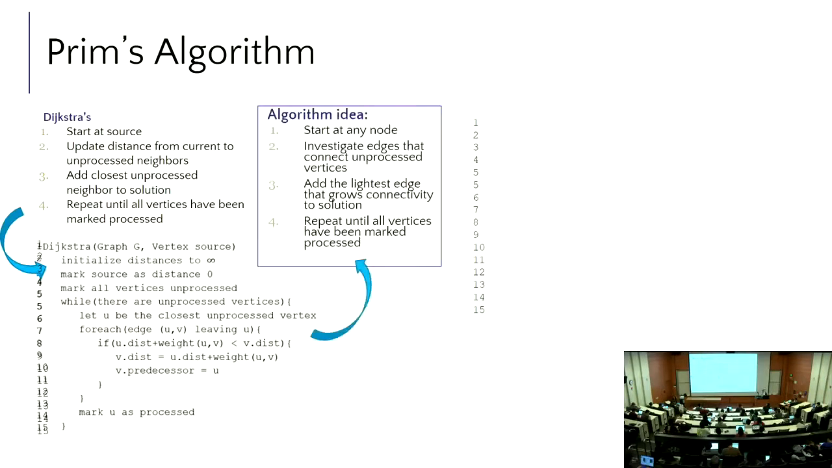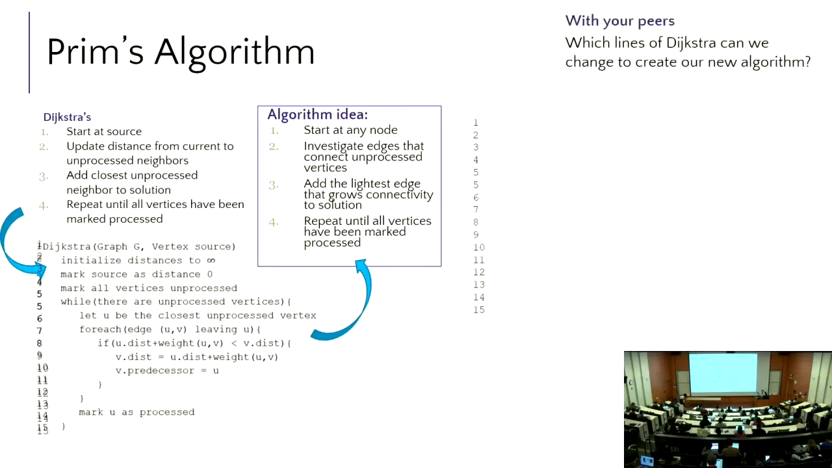So let's see if we can map it idea-wise. Just like in Dijkstra's, we're going to start at some source. In this case, it technically doesn't matter where we start for an MST because everything needs to be connected, right? So start at some source, doesn't matter where. Investigate all edges that connect unprocessed vertices, which is exactly what we do in Dijkstra's. Add the lightest edge that grows connectivity to the solution, meaning it touches a vertex we haven't already processed, and then repeat. Sounds really similar.